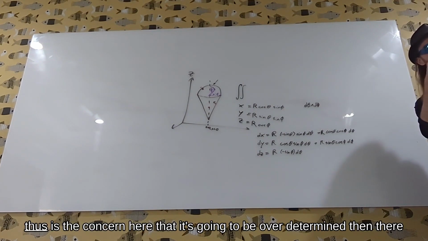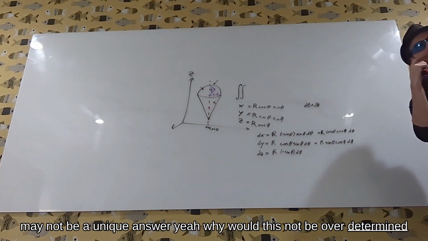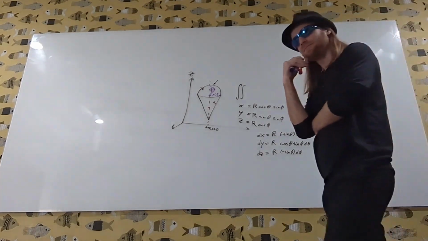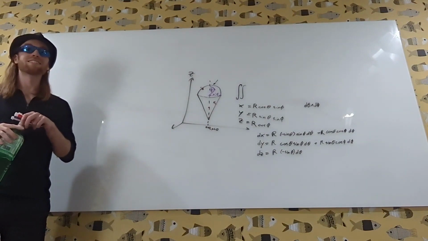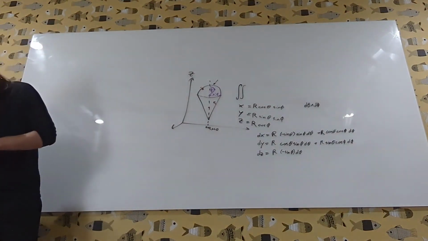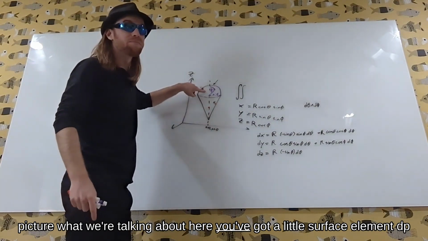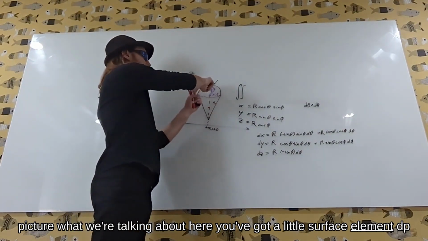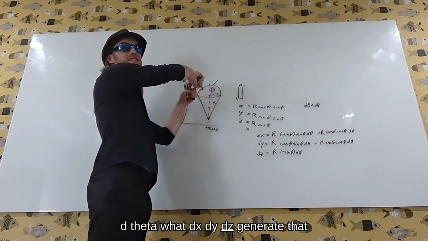Thoughts? Is the concern here that it's going to be overdetermined and there may not be a unique answer? Yeah. Why would this not be overdetermined? How do we get around that? I'll give you a hint. Picture what we're talking about here. You've got a little surface element, d phi, d theta. What dx, dy, dz generate that?